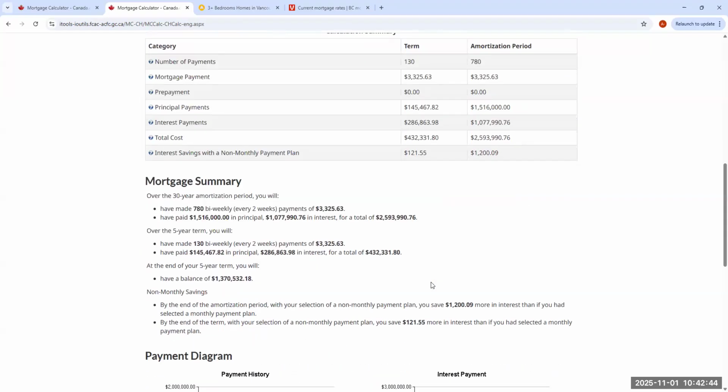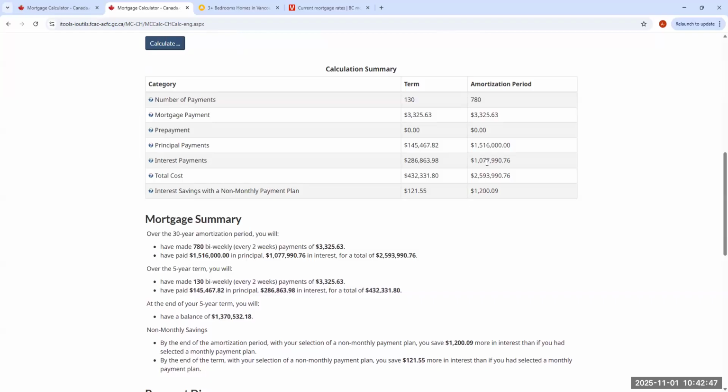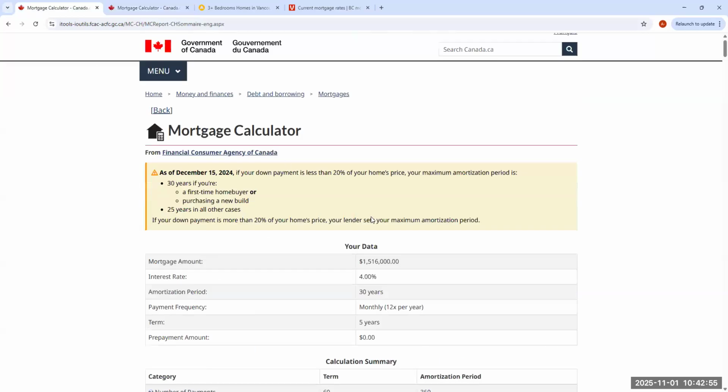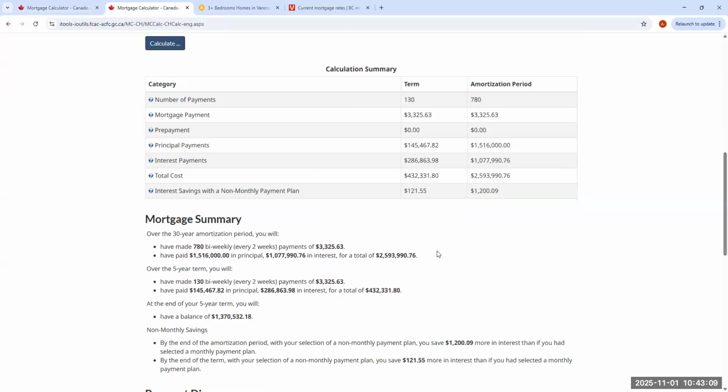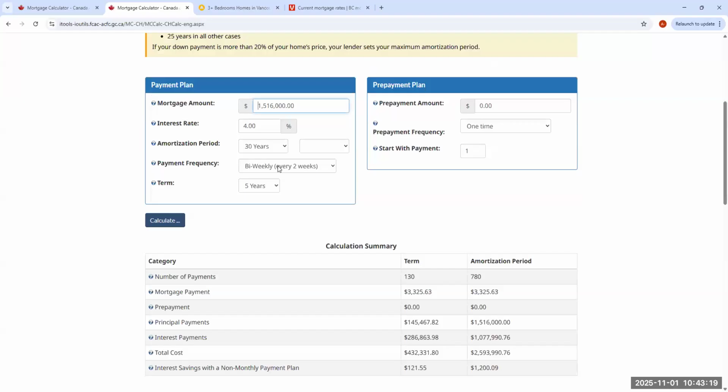Now, what's going to happen here? The interest we're going to pay is $1,077,990. So compared with the monthly payment, we save $2,000 on interest. Here we have to pay $2,595,000. In this case, we have to pay $2,593,000 just by doing bi-weekly payments. We reduce $2,000.